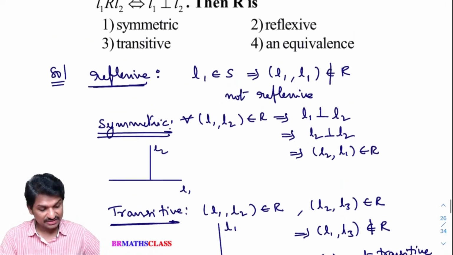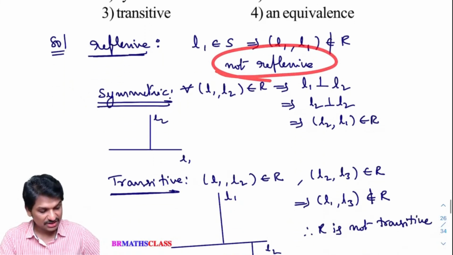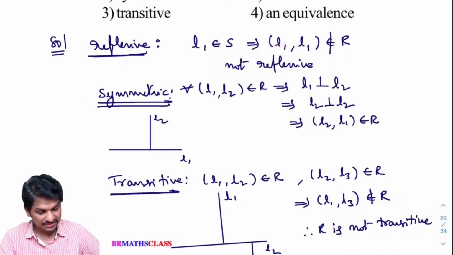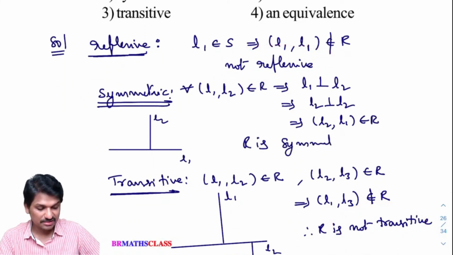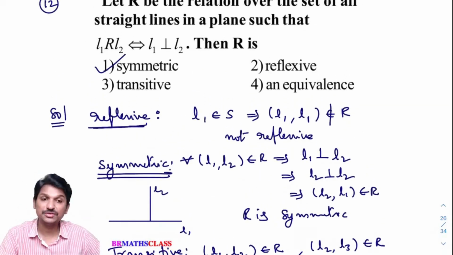So this relation is symmetric only. Look here. This relation is not reflexive. This relation is not transitive. So this relation is symmetric. R is symmetric. Okay. So which option is the right option? Symmetric. First option is the right option for what they are saying.